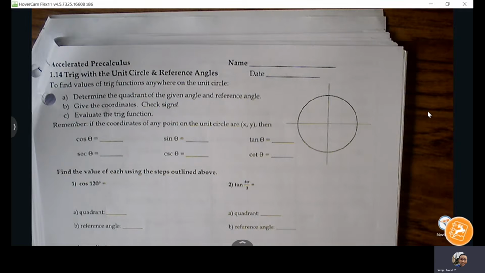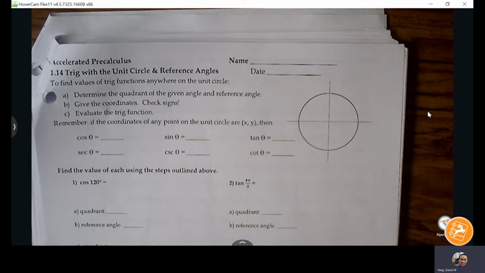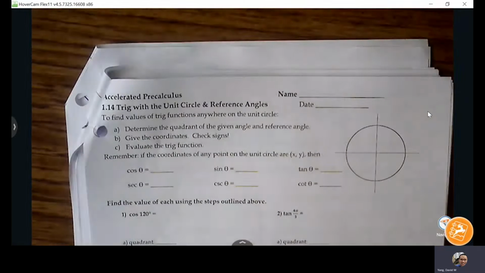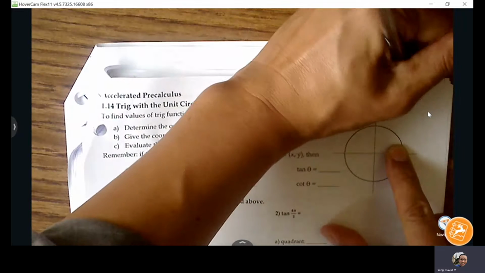All right. If you guys can turn to page 33. Page 33, I'll put that at the top here.